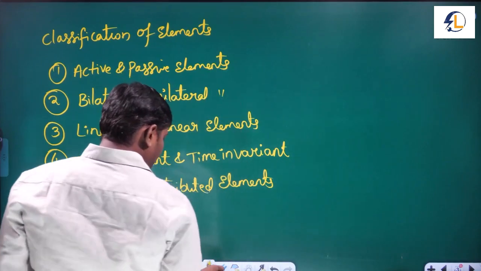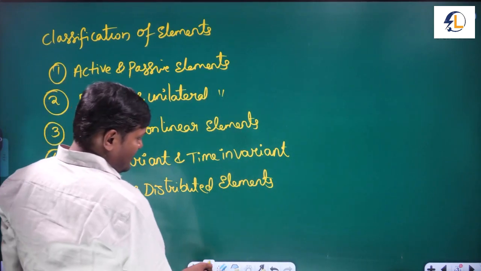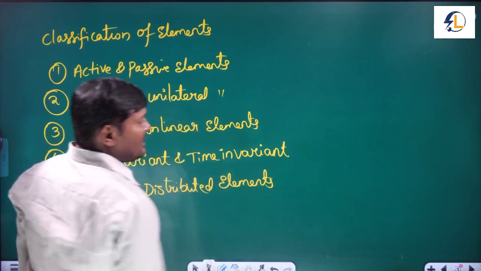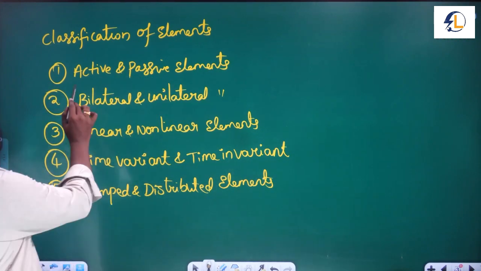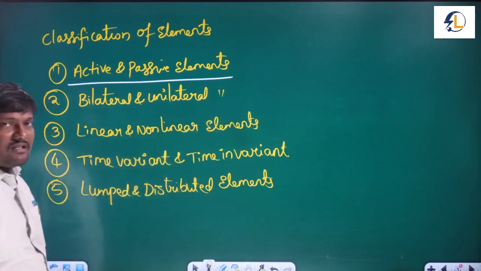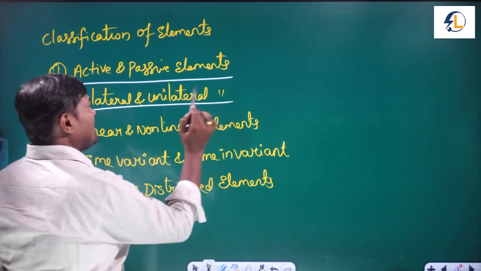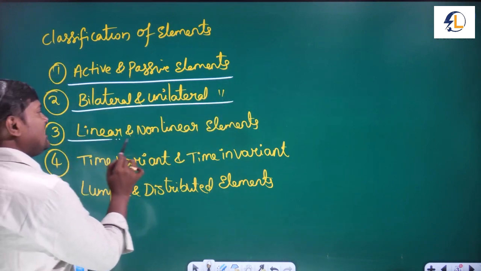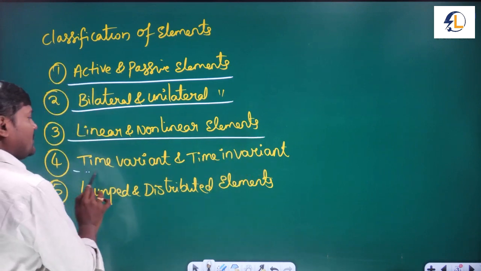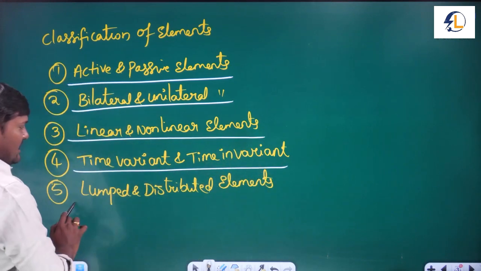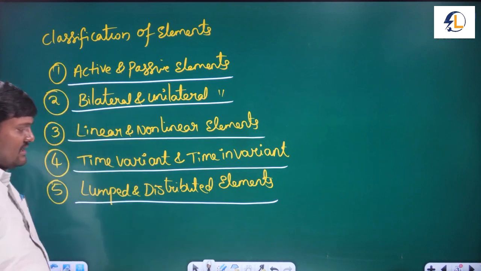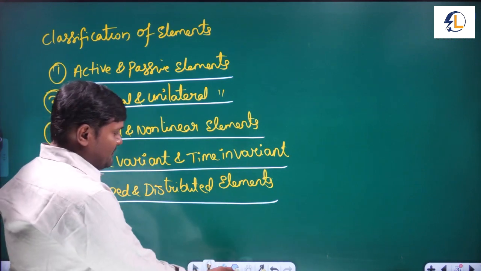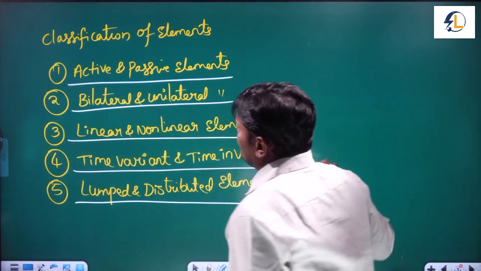Classification of the elements. So what are the classifications of the elements? 5 classifications we are having. First one is active and passive elements, second is bilateral and unilateral elements, and third is linear and non-linear. Fourth one is time variant and time invariant, and fifth is lumped and distributed elements. So we will go one by one.